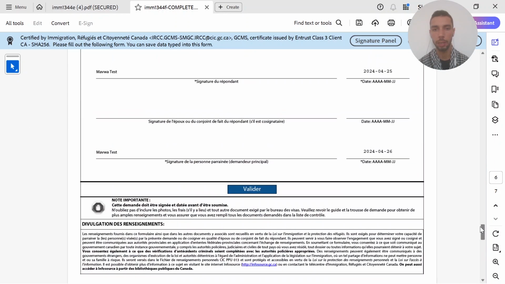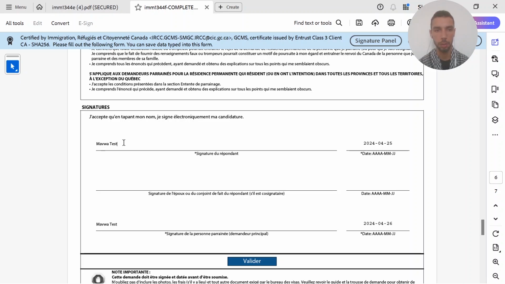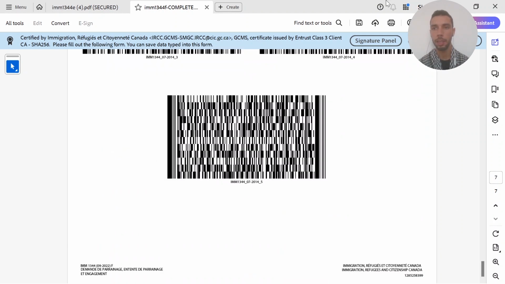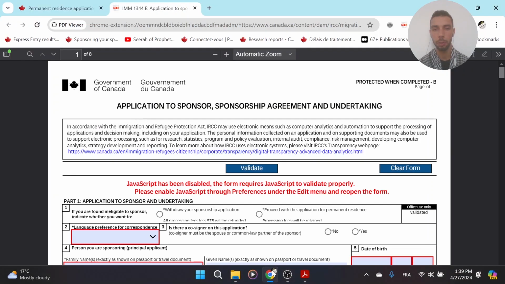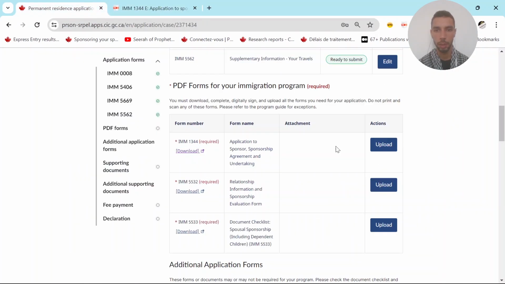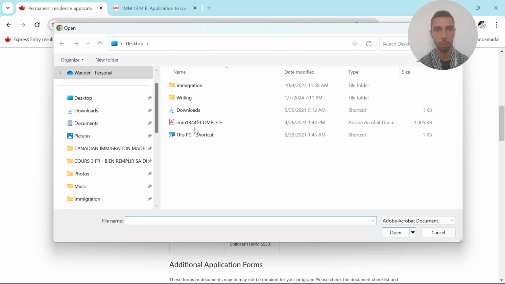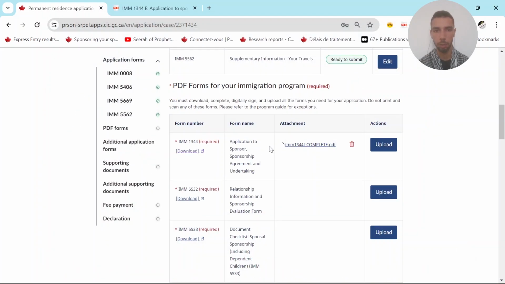You need to make sure that you sign these parts. So with the name and the date, okay? And once this is completed, you're going to be able to upload it to your portal. So here we have it. We're going to upload it. And once we do, you'll see that we'll have the little green check mark here.